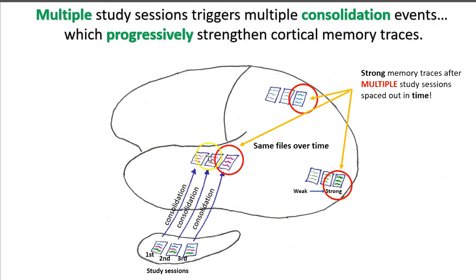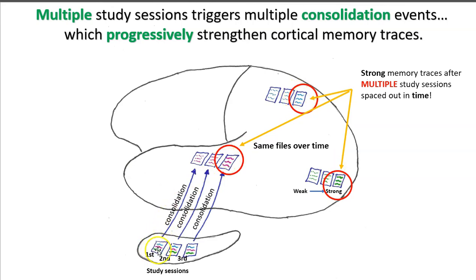Using our brain diagram, notice we have multiple files in different parts of the cortex here, with the file on the right having the most ink, indicating the strongest memory trace. But that was only achieved with repetition. So when we study on multiple occasions, then we can trigger multiple rounds of consolidation during sleep, and we can build stronger and stronger memory traces in the cortex.